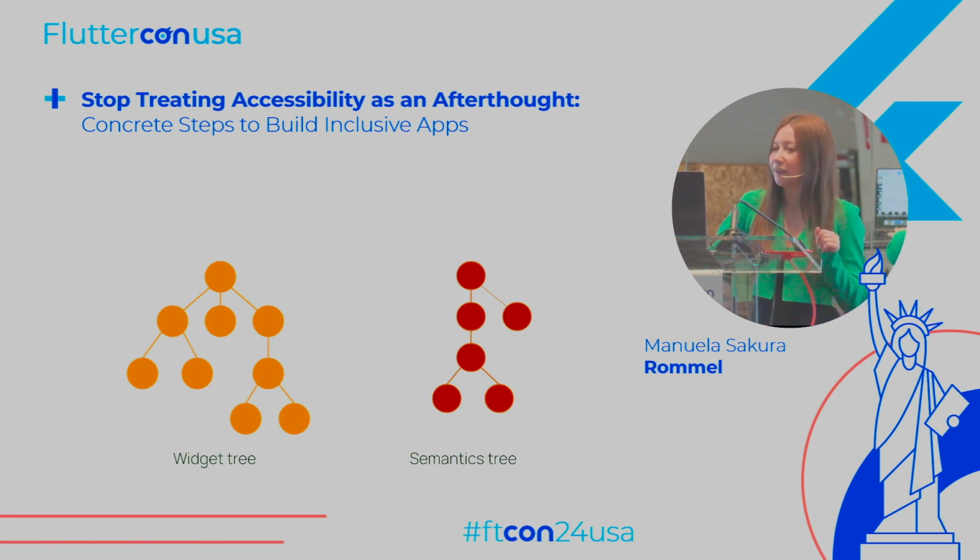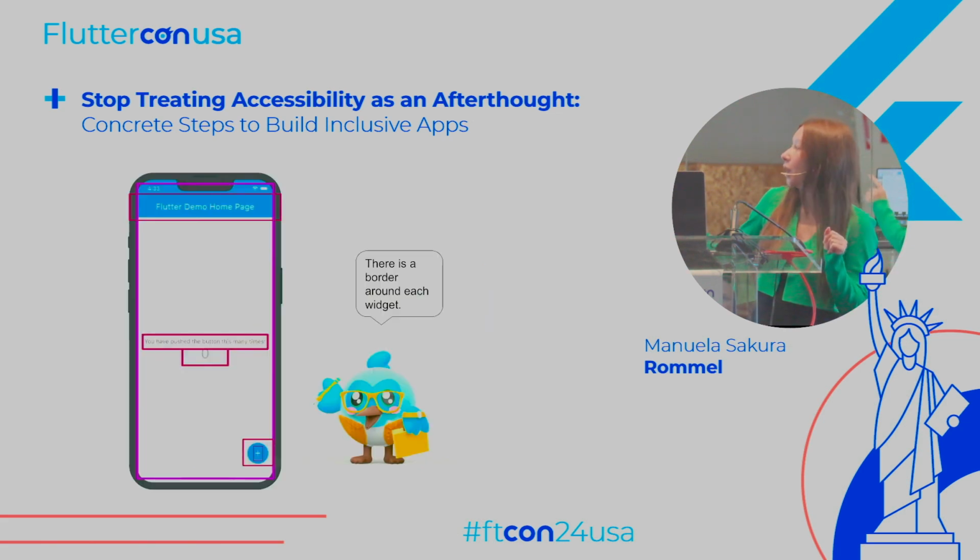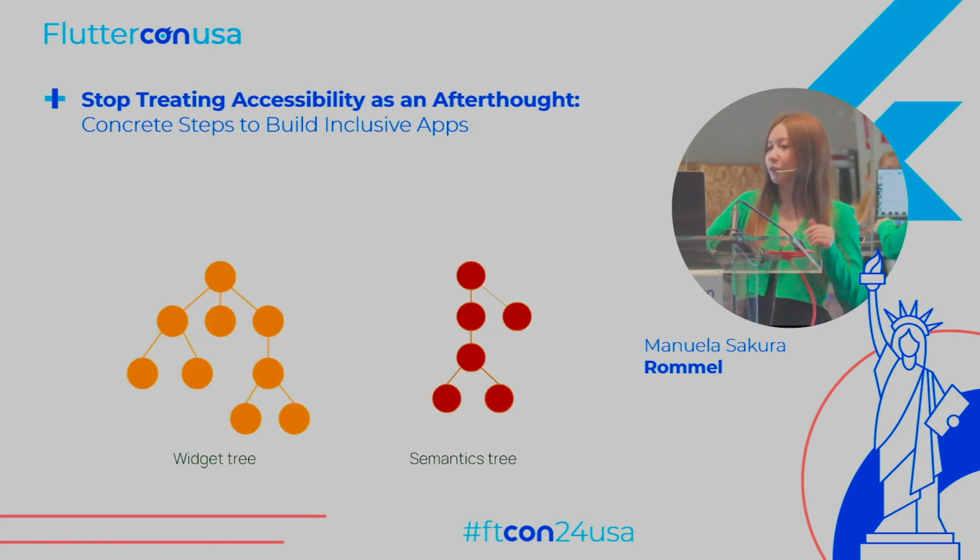If we go back to the counter app, you see this floating action button with a plus icon. For someone who's blind, for instance, it's not important that there's a floating action button with a plus icon. It's important that there's a floating action button that increments a counter. So this is the reason why the widget tree looks different to the semantics tree.